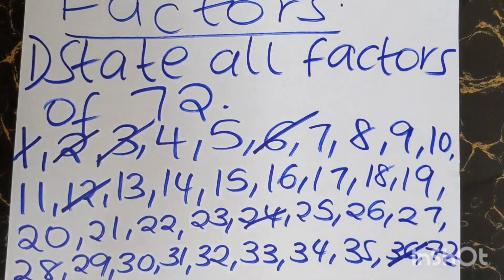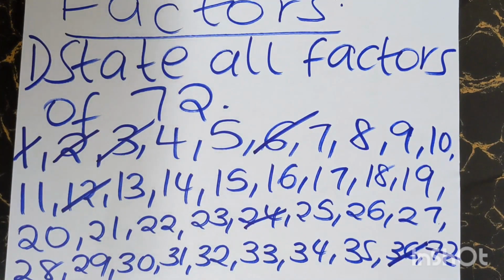So is 72 divisible by 7? No, it's not. And of course, if you don't know why it's not, you can check out that video on the divisibility test of 7, okay? Which will be in the playlist that I'll leave in the description box below.